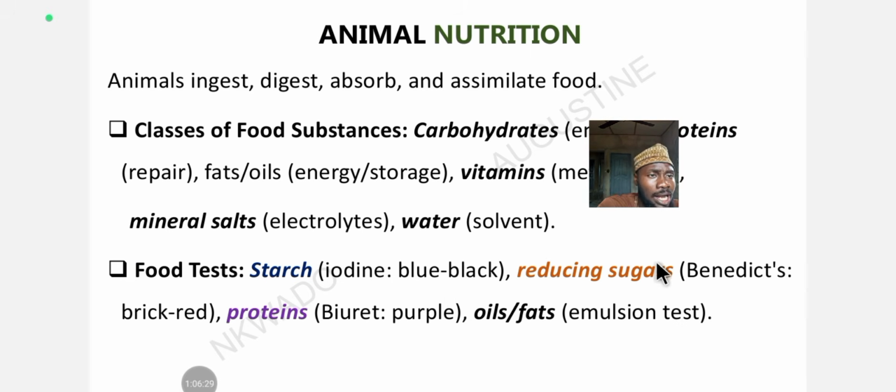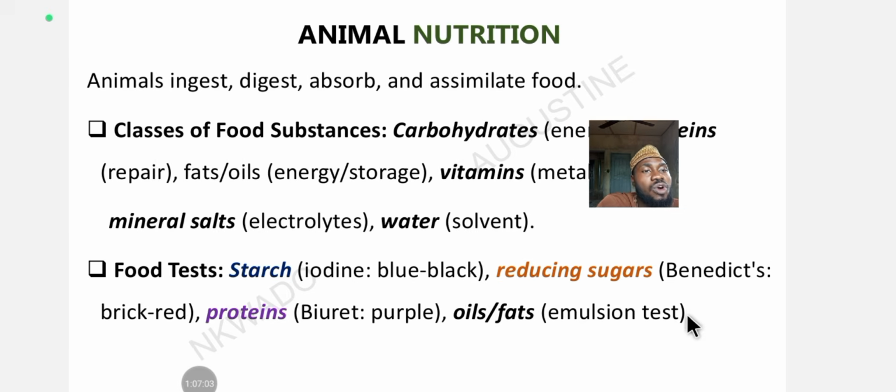The next we have here is reducing sugar. Benedict's solution is used, and when the solution or the specimen appears brick red, that shows that reducing sugar is present. The next we have here is the Biuret test for protein. When the specimen or the solution turns purple, just know that protein is present. Then the final one we have here is the oil and fat test. We use the emulsion test for oil and fat.